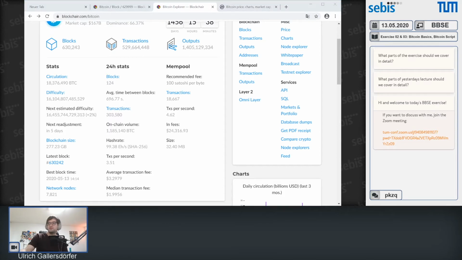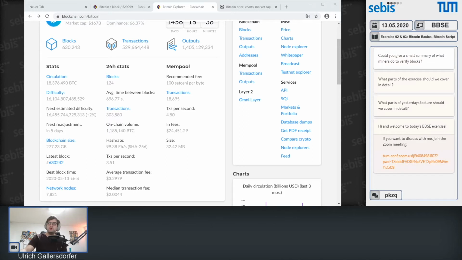Could you give a small summary of what miners do to verify blocks? In terms of verification, that's the part before the mining. Everyone has to do this, full nodes or miners, so we don't care who does it. There are some key ingredients, and I think 2 of them are: first of all, we validate if all transactions are correct. Do they spend more money than they are allowed to? Is the money already spent? Are the transactions valid? That's the first thing. And the second thing is: is the proof of work properly solved?